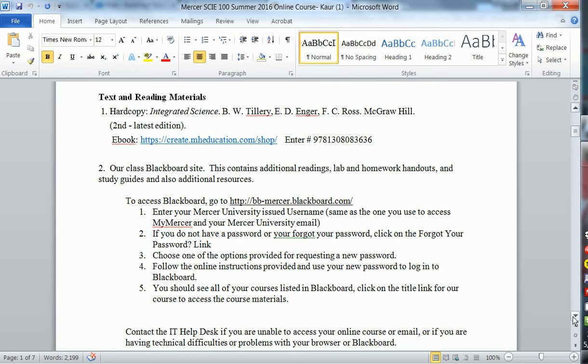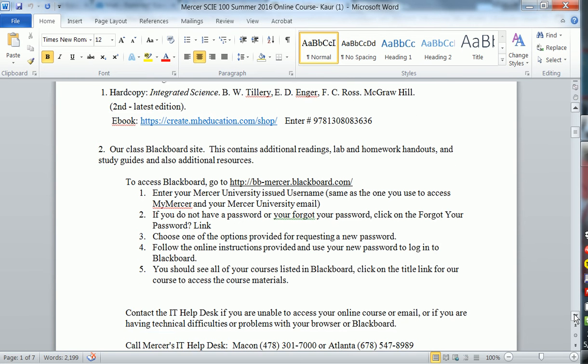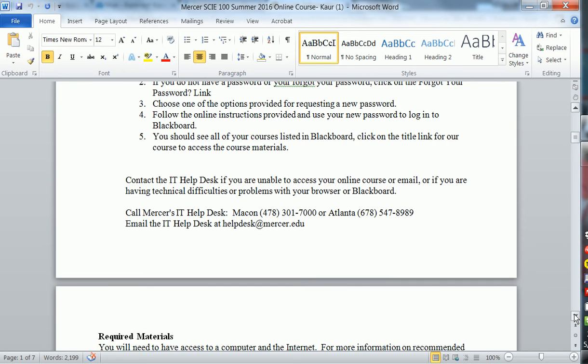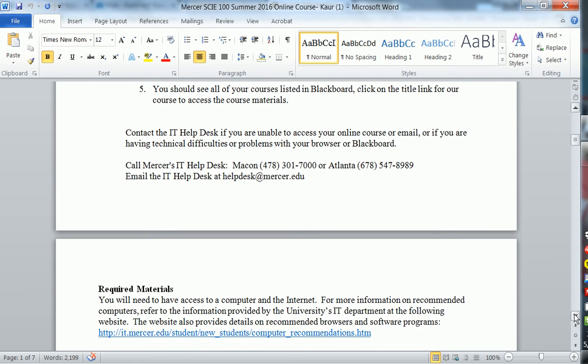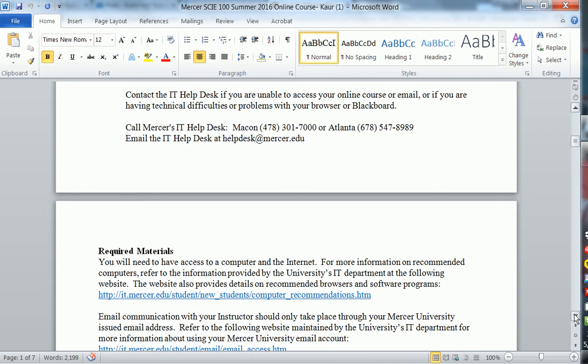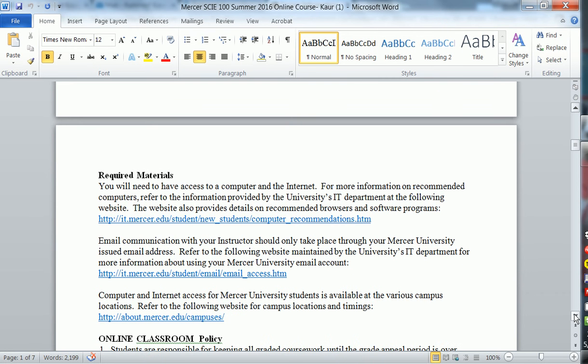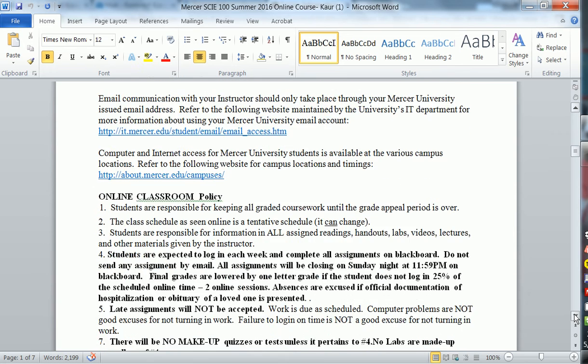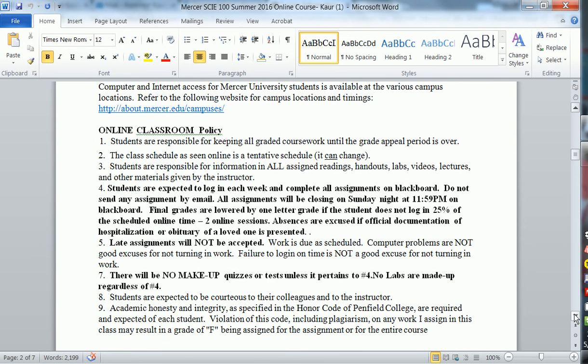So this is going to be the main site for the course. Okay, so if you have any problem, here is the IT help desk, some information is there, you can contact these people. For doing this course, as it's an online course, you need a computer and you also need to have internet. Okay, online classroom policies. Okay, the most important things, you can go over these policies.